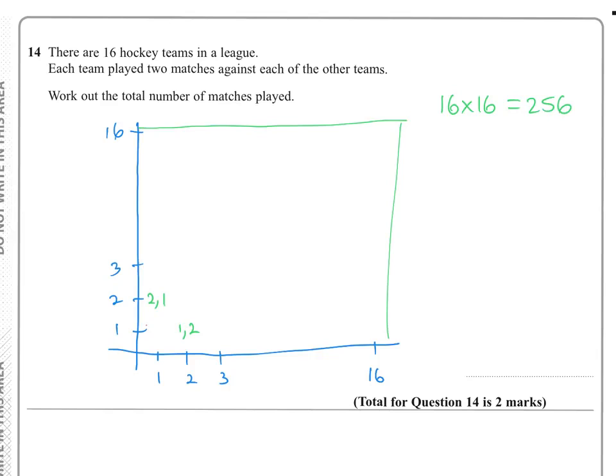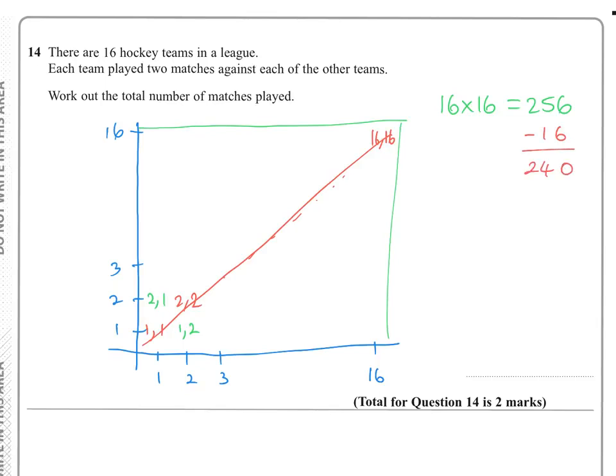Now, we can't have Team 1 playing against Team 1, can we? Or Team 2 and so on, all the way up to Team 16 playing Team 16. You can't play yourself. That would make no sense. So we have to take those 16 diagonals off. And that would give us the answer that we require, 240.